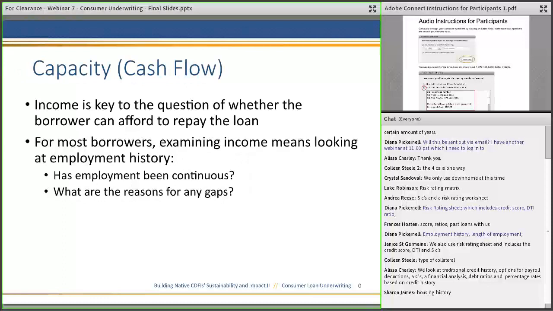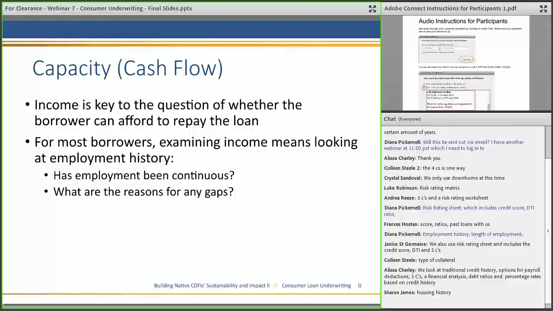So capacity is basically their cash flow, their income. What income do they have coming in, and how can they afford to repay the loan that they're trying to request? You want to make sure that they obviously have enough to pay back. One thing to consider here is that seasonal employment is a big deal depending on the area of the country that your org is located in. If you're located in the Midwest and you have a winter season and a construction worker comes in to apply for a loan, that person may or may not get laid off during the winter months, and so their income goes down. That's one thing that you definitely want to consider.